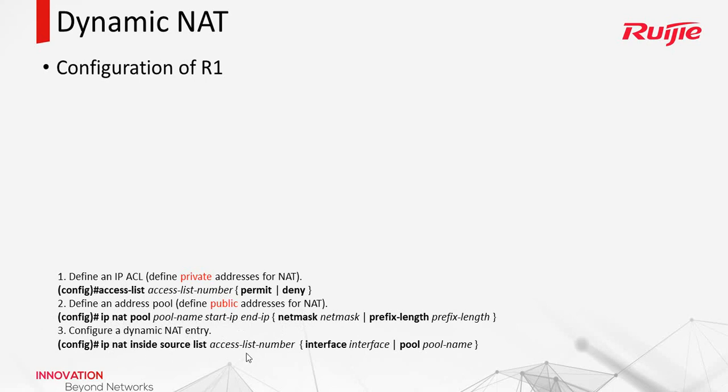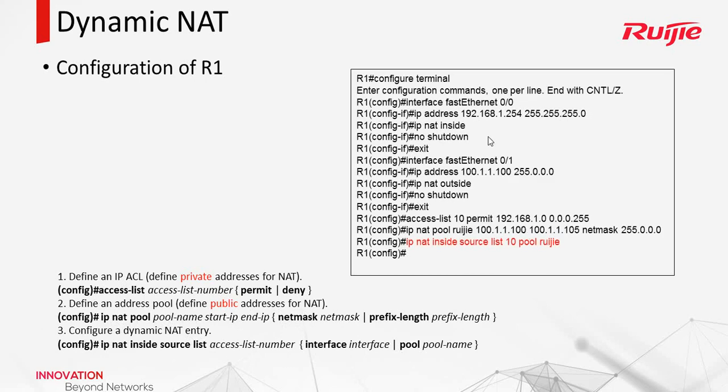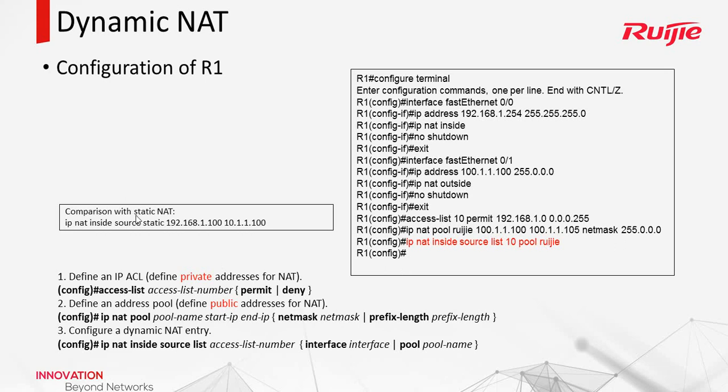ip nat inside source list. Okay, we just say here the ACL matches the source PC which needs to be translated, and the NAT pool provides the public IP addresses. Then ip nat inside source list 10 associates with the ACL, then pool Ruijie associates with the public pool. Here is the comparison with static NAT. Static is source static. Here, dynamic is source list with the pool.